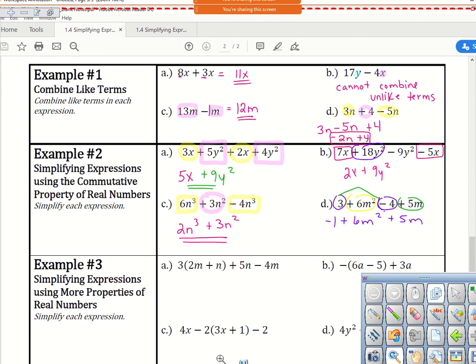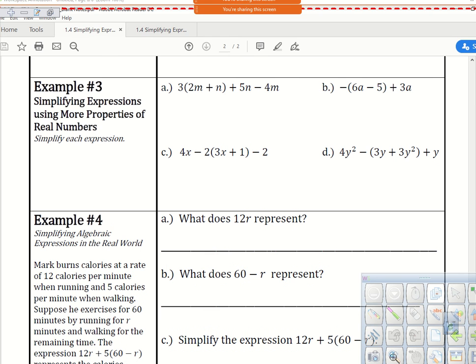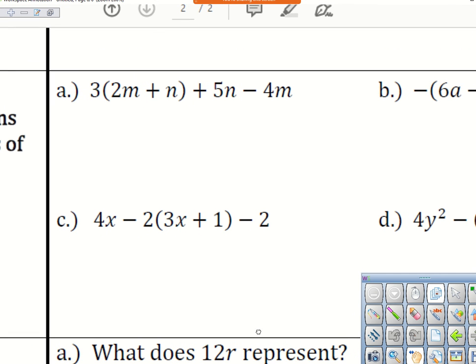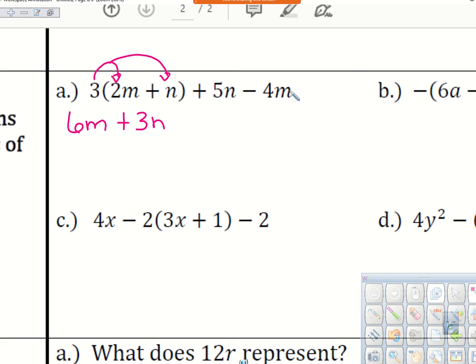All right, the next one gets a little bit harder with the distributive property added onto it. Let's do these ones together. So we want to start with distributing the 3 here in example A. Whenever you have parentheses, always start with simplifying them. Okay? So 3 times 2m is 6m. 3 times n is positive 3n. Then I'm just writing what I have that's left over. Plus 5n minus 4m.